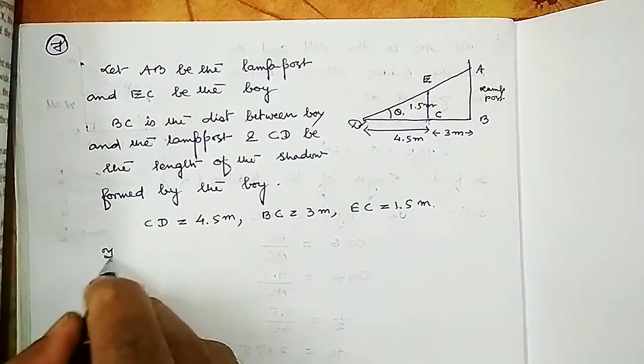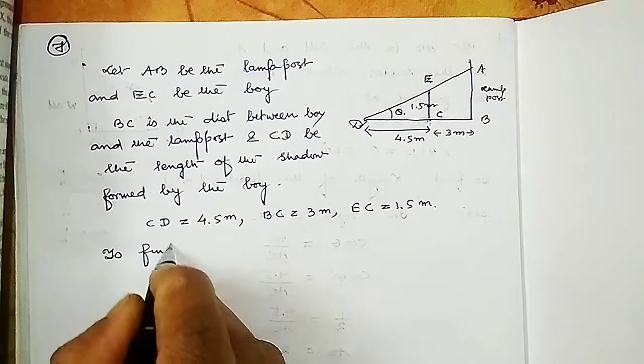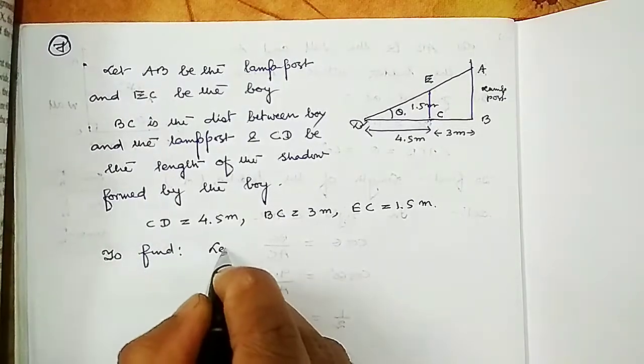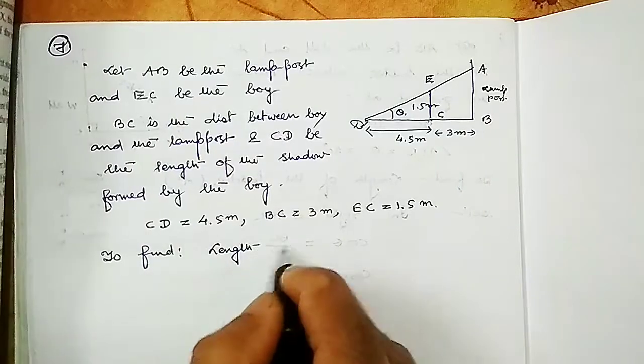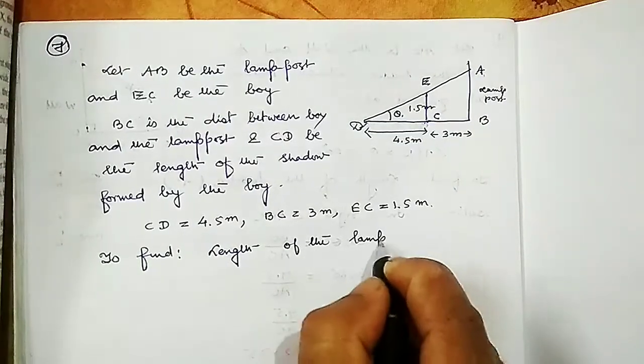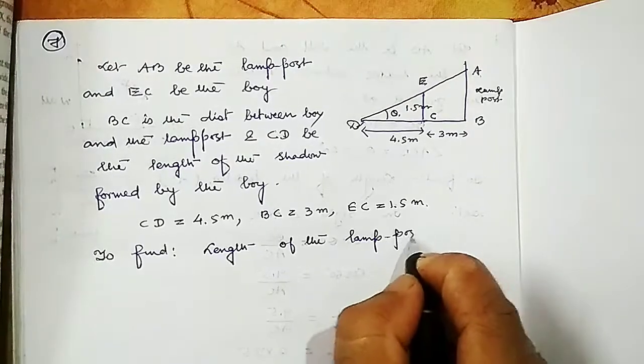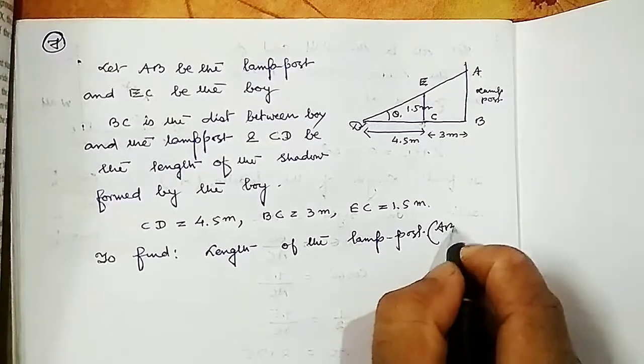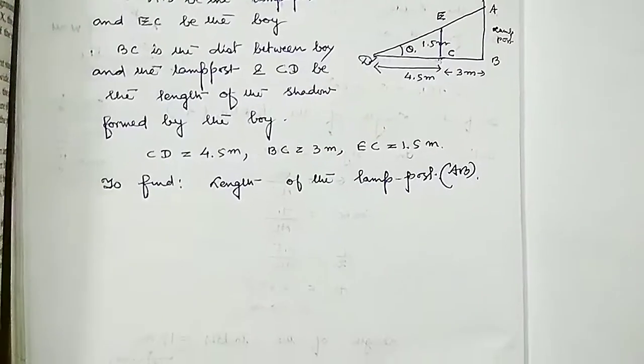We can write here, to find the length of the lamppost. You can write height of the lamppost also, same thing. Height of the lamppost, that is AB. I hope this part is clear now.